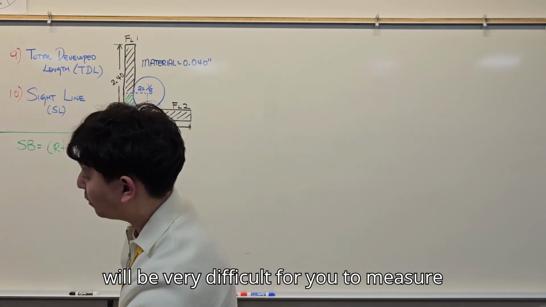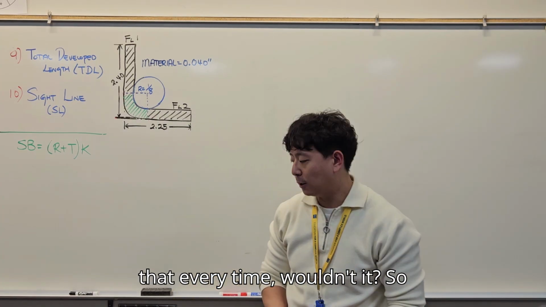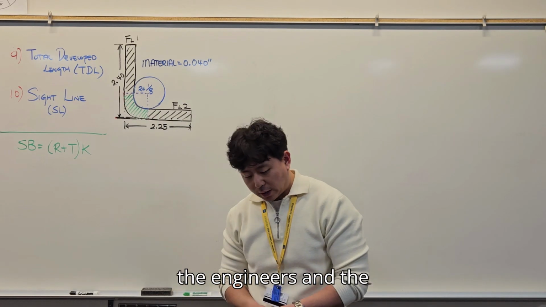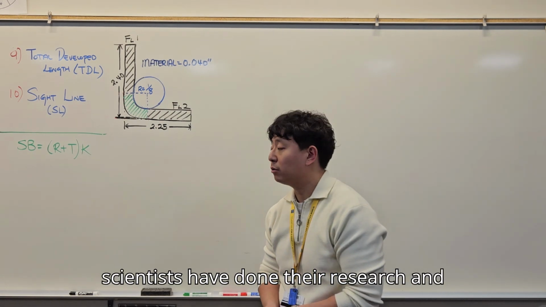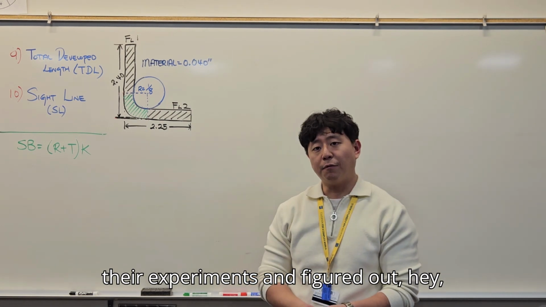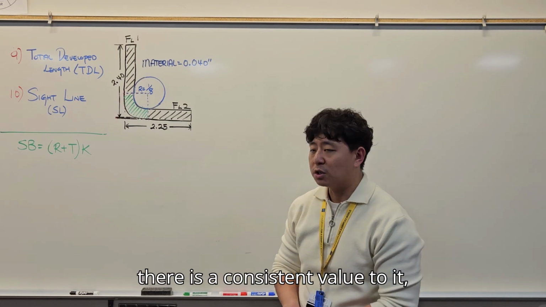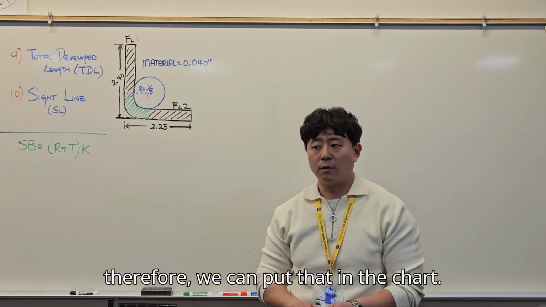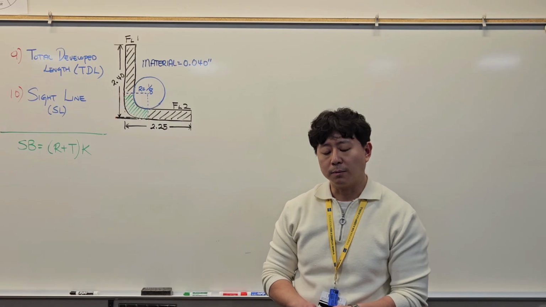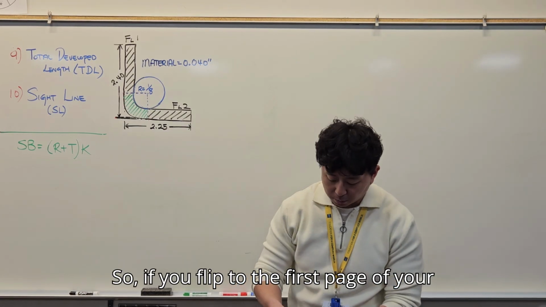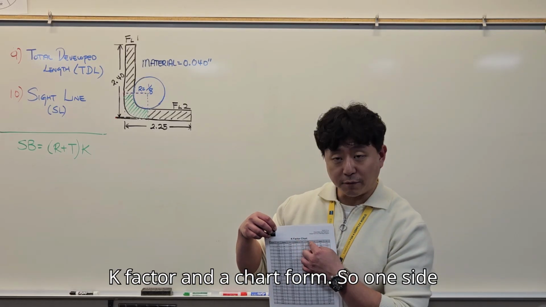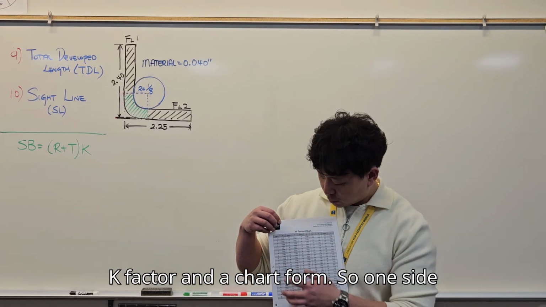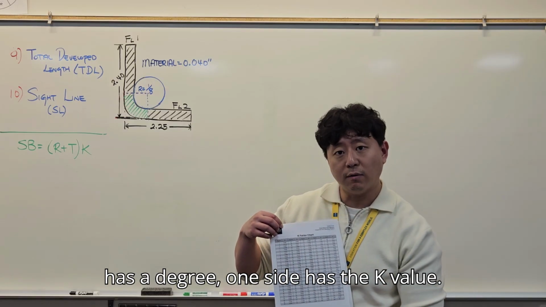It will be very difficult for you to measure that every time, wouldn't it? So the engineers and the scientists have done their research and their experiments and figured out, hey, there is a consistent value to it, therefore we can put that in the chart. So if you flip to the first page of your assignment, A2-2, we've given you the K factor in a chart form. So one side has a degree, one side has the K value.